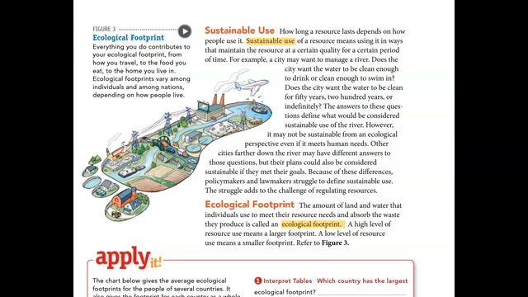The amount of land and water that individuals use to meet their resource needs and absorb the waste they produce is called an ecological footprint. A high level of resource use means a larger footprint. A low level of resource use means a smaller footprint. So our picture up here says everything you do contributes to your ecological footprint, from how you travel, to the food you eat, to the home you live in. Ecological footprints vary among individuals and among nations depending on how people live.